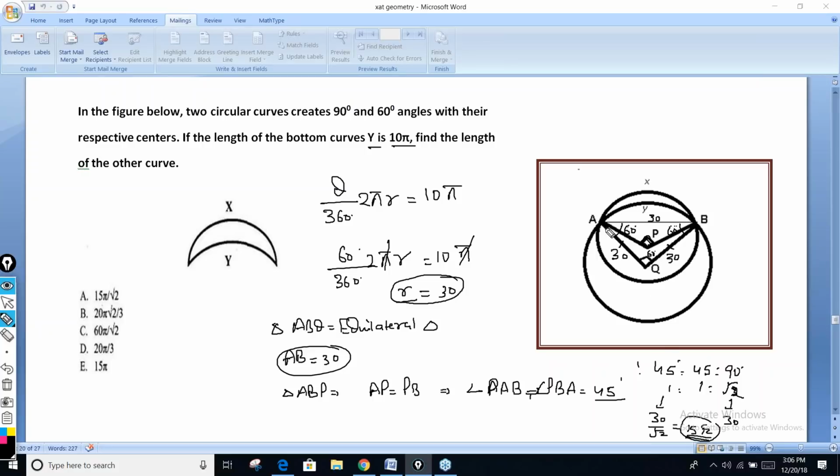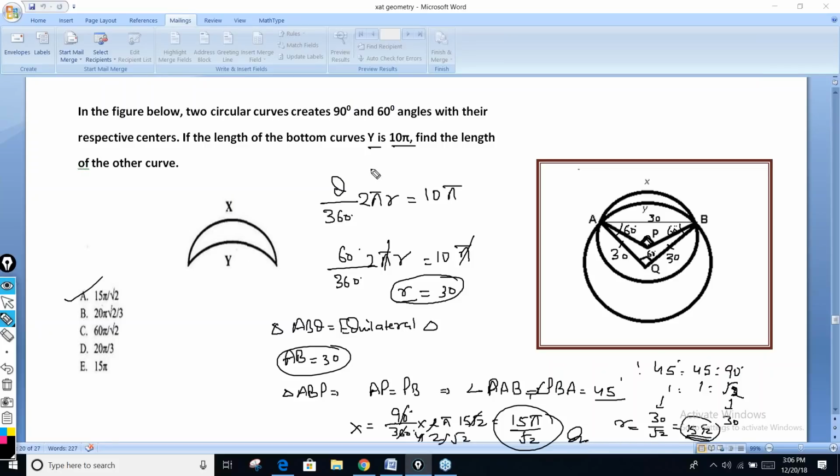And if you know the radius, you can find the length of the curve. The length of the curve is theta by 360 into 2 pi r. R we just got. R is 15 root 2 and the angle is 90 degrees. So what is the length of curve x? That is theta by 360 into 2 pi r, where r is 15 root 2. So what is the answer? The answer is 1/4 into 2 pi into 15 root 2, so 15 pi upon root 2 is the answer. Option A is the correct answer.